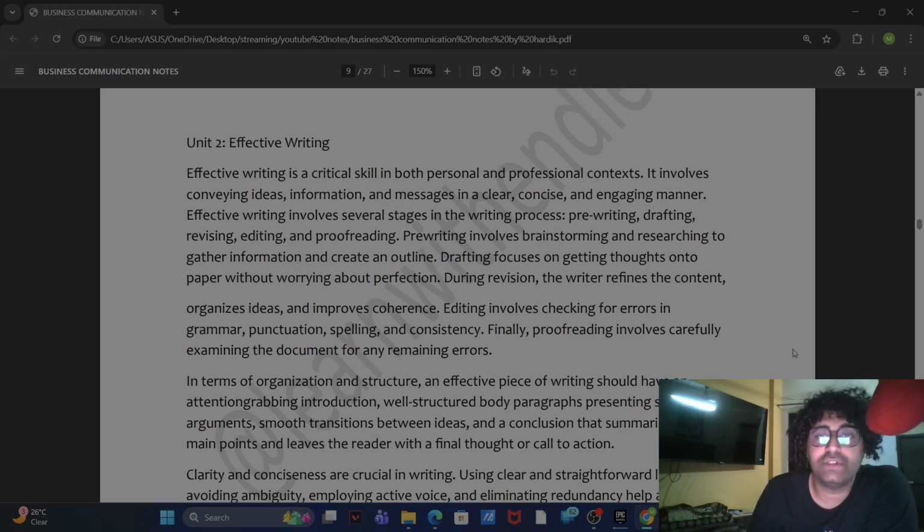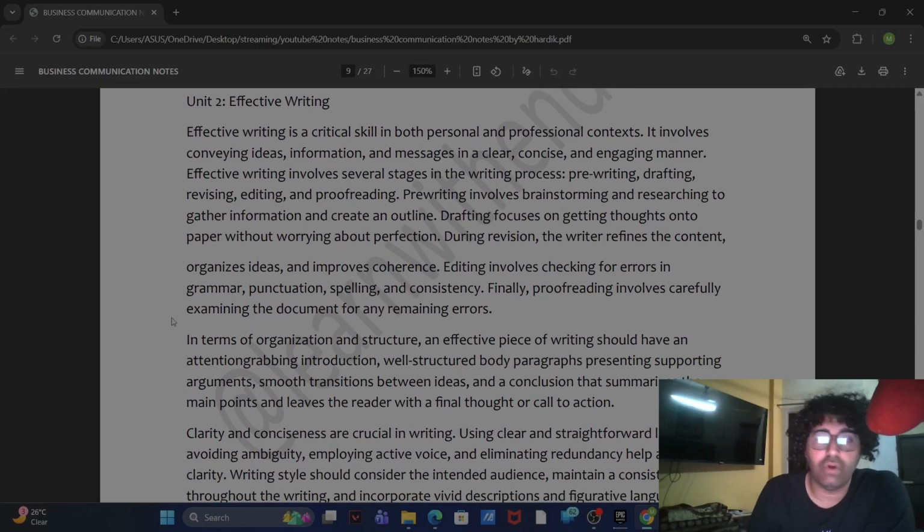Effective writing involves several stages in the writing process: pre-writing, drafting, revising, editing, and proofreading. Pre-writing involves brainstorming and researching to gather information and create an outline. Drafting focuses on getting thoughts onto paper without worrying about perfection. During revision, the writer refines the content, organizes the ideas, and improves coherence. Editing involves checking for errors in grammar, punctuation, spelling, and consistency. Finally, proofreading involves carefully examining the document for any remaining errors.